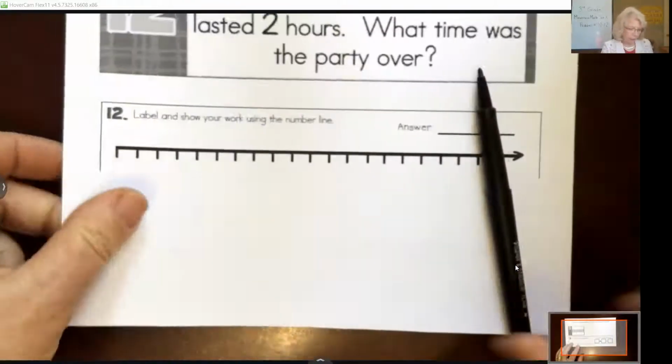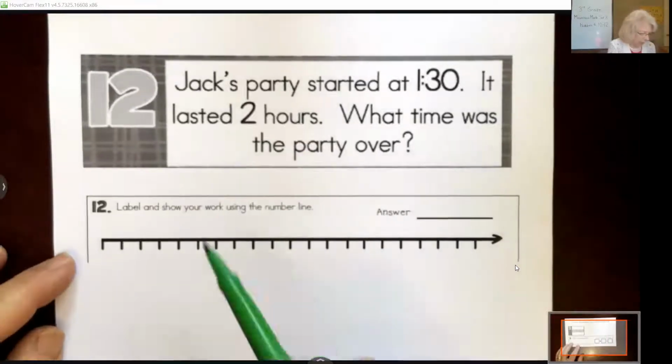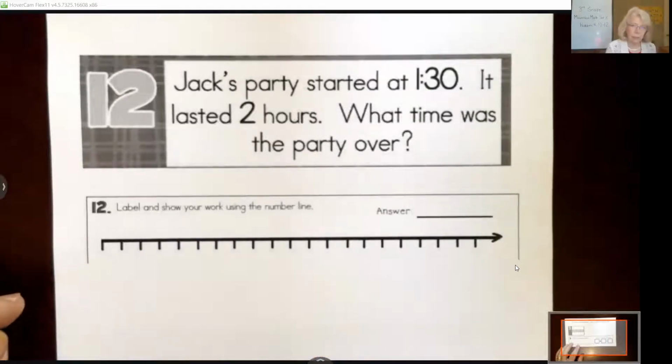Number 12 is a little tricky. That's our elapsed time question, which is challenging each set. And here we go. Jack's party started at 1:30. It lasted 2 hours. What time was the party over? So time moves forward, and we need to figure out if it started at 1:30, when did it end? And they tell us label and show your work using the number line.